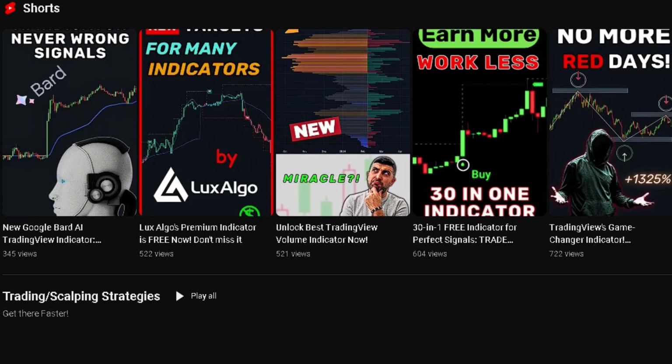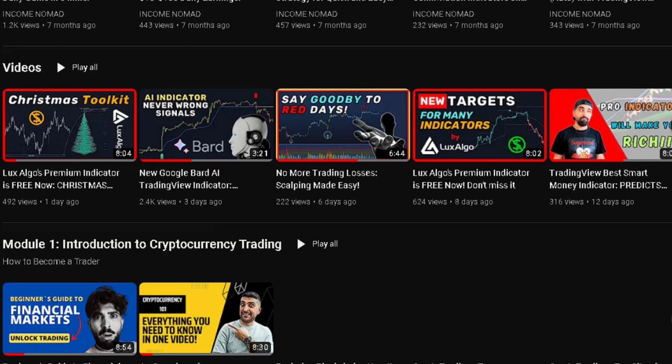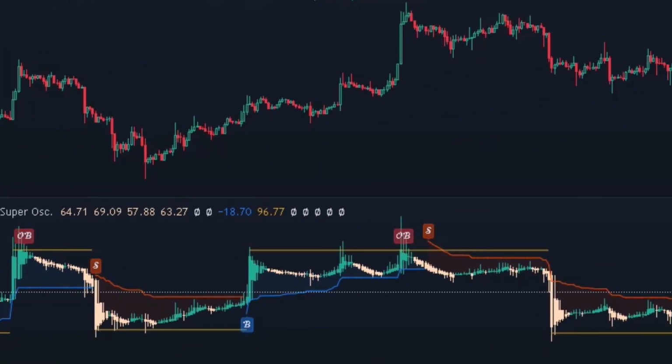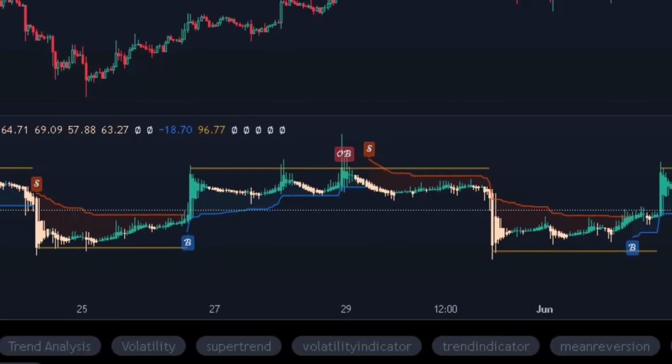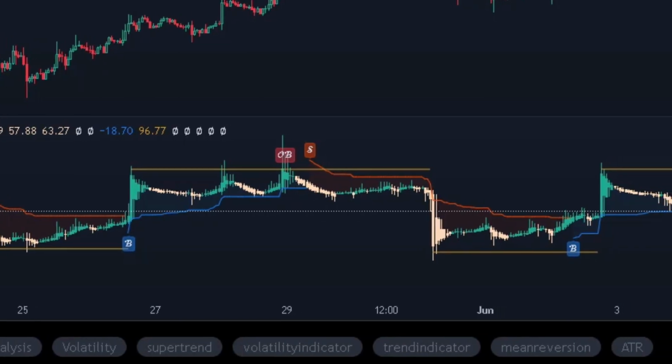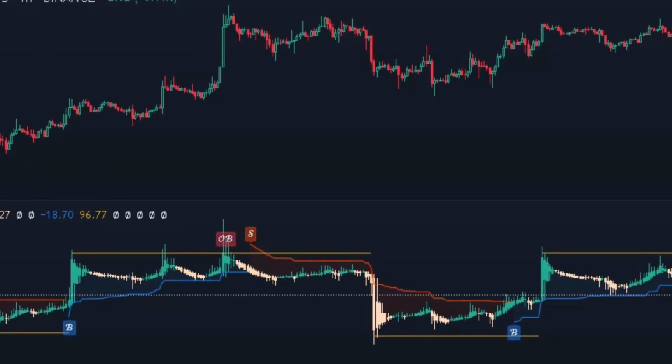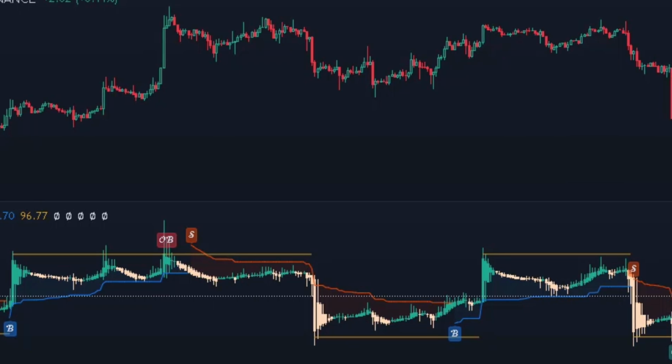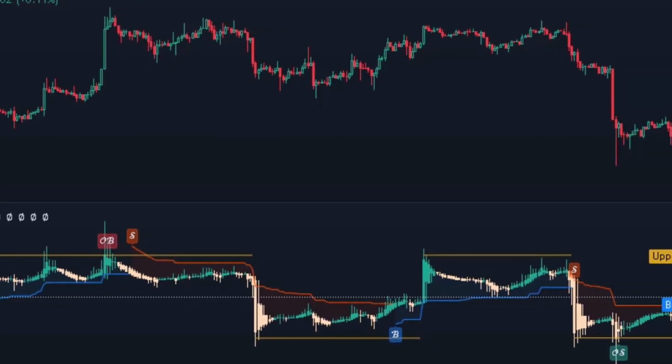This channel is where we'll explore a powerful tool in the world of trading, the Standardized SuperTrend Oscillator, or SSO. This versatile tool transforms the SuperTrend indicator, offering both trend following and mean reversion capabilities for traders.